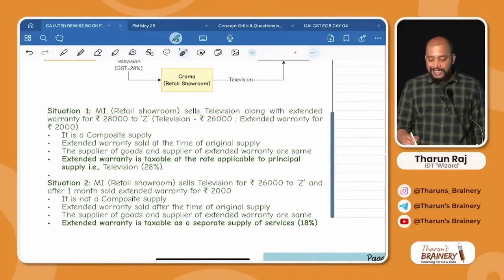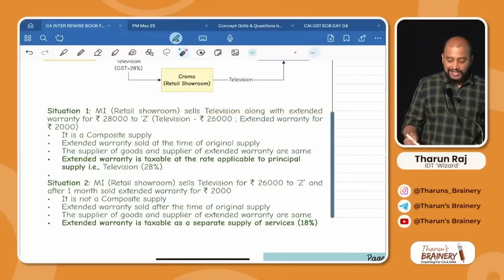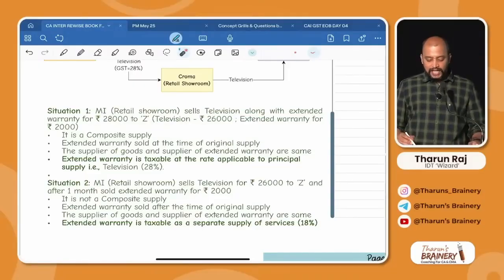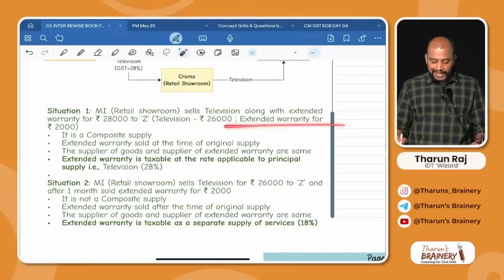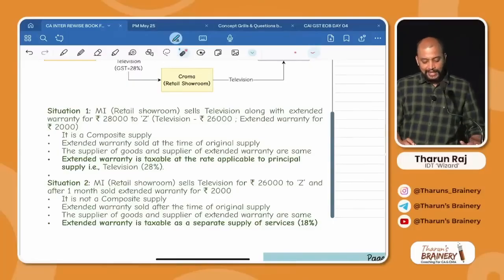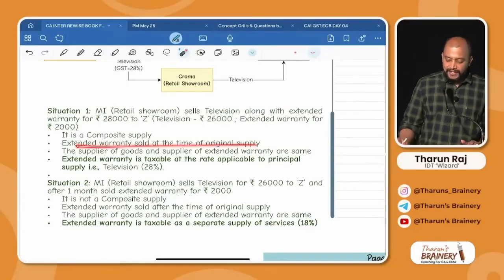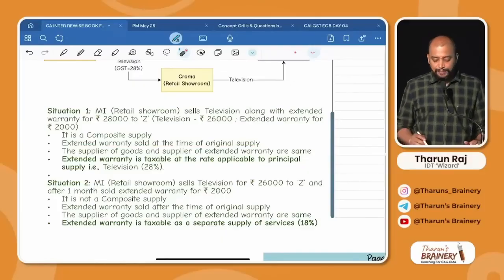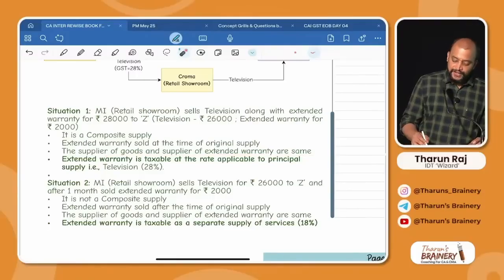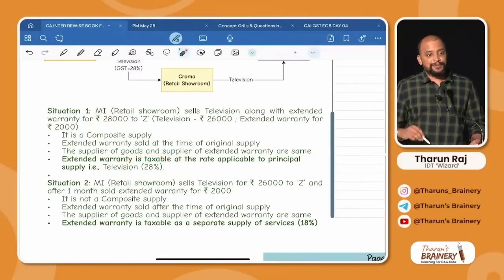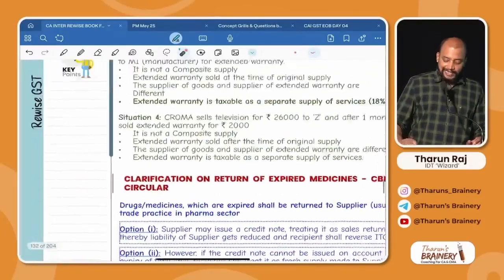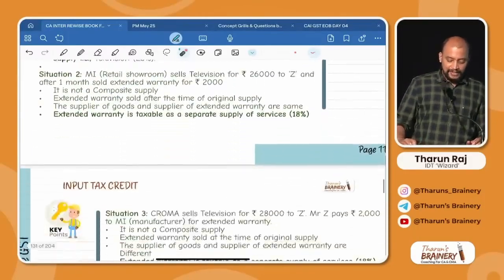MI retail showroom sells television along with extended warranty for 28,000 to Z. Okay, so television 26,000 and extended warranty 2,000 rupees. Now what is the answer? Composite supply: extended warranty sold at the time of original supply, and the supplier of goods and supplier of extended warranty are the same. So therefore even this warranty will be taxable at 28%. So what is advisable? Not to get the warranty like this. Now you read the other 3 situations. Just go through that.